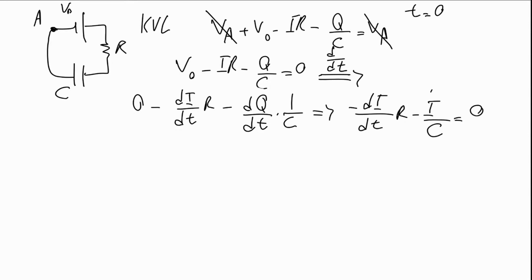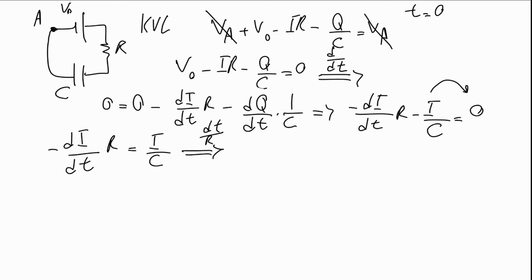So we take this part to the other side of the equation: minus dI/dt multiplied by R equals I over C. So we multiply both sides by dt and divide both sides by I and R. This equation would be something like dI over I equals minus dt over RC. So the equation is now ready for integration.